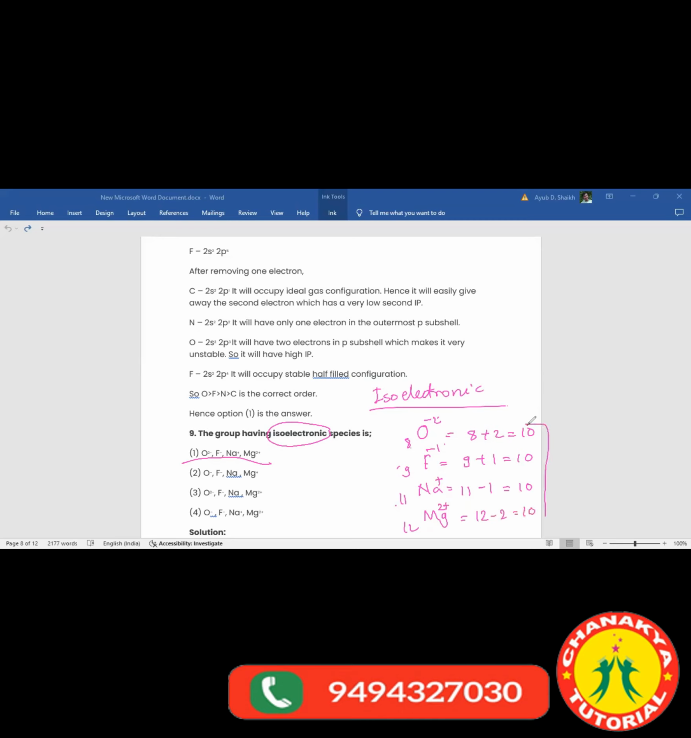So you come to know that in the first option only, all the ionic species which are given have the same number of electrons, which means they are isoelectronic. Clear? So your option 1 is correct. Please write it down if you want.